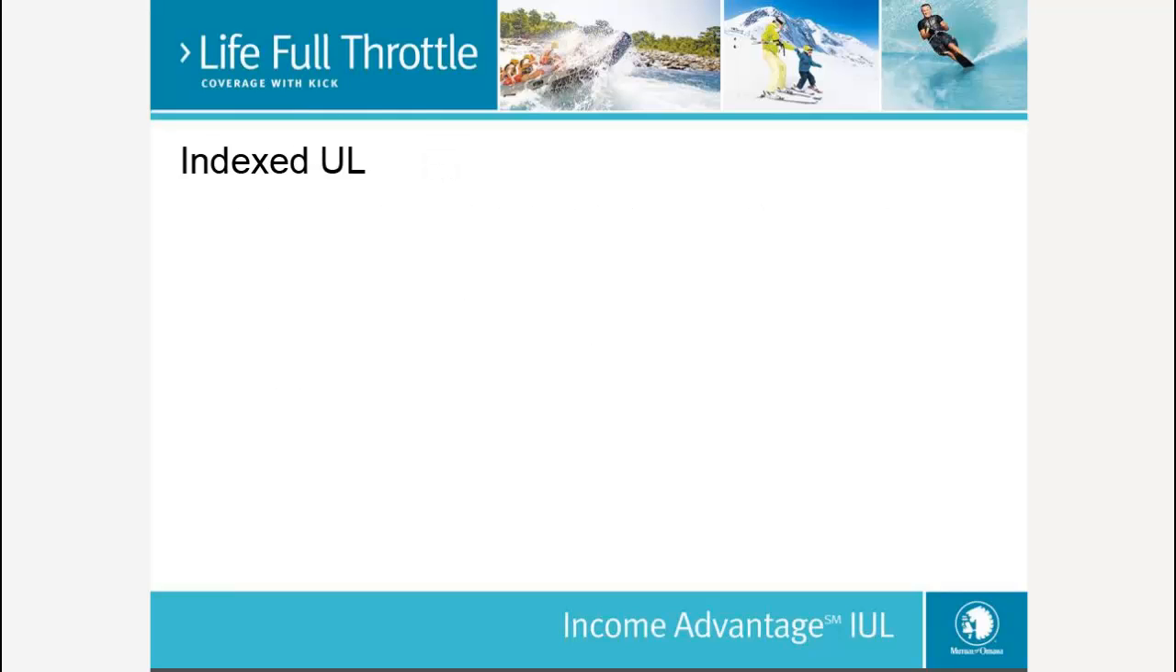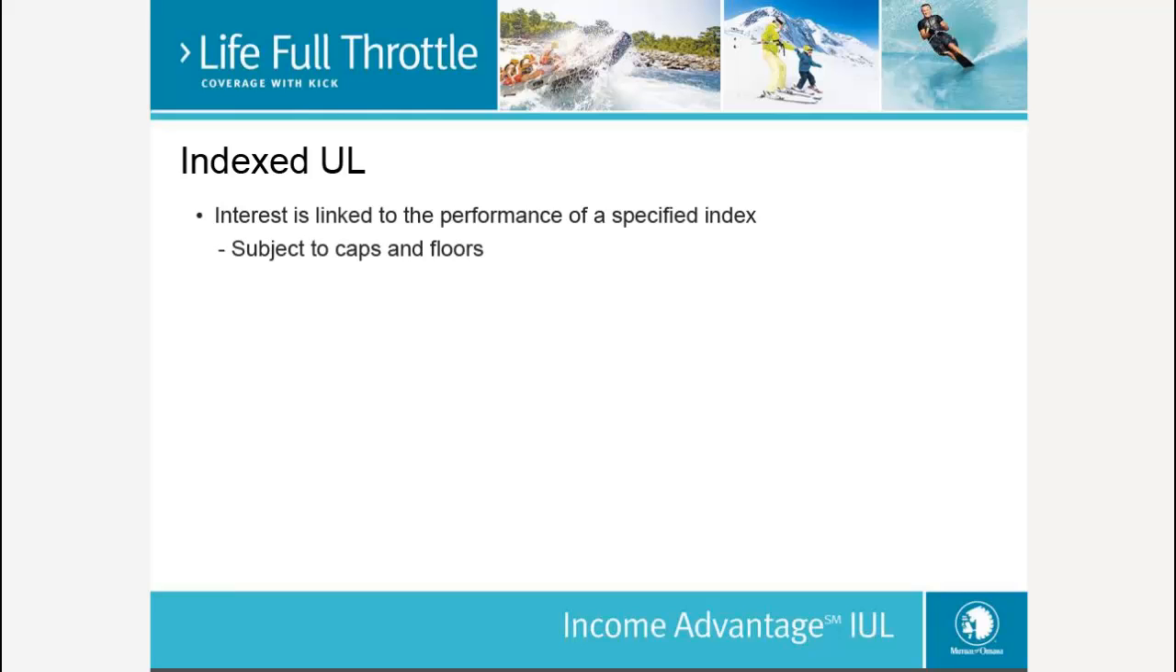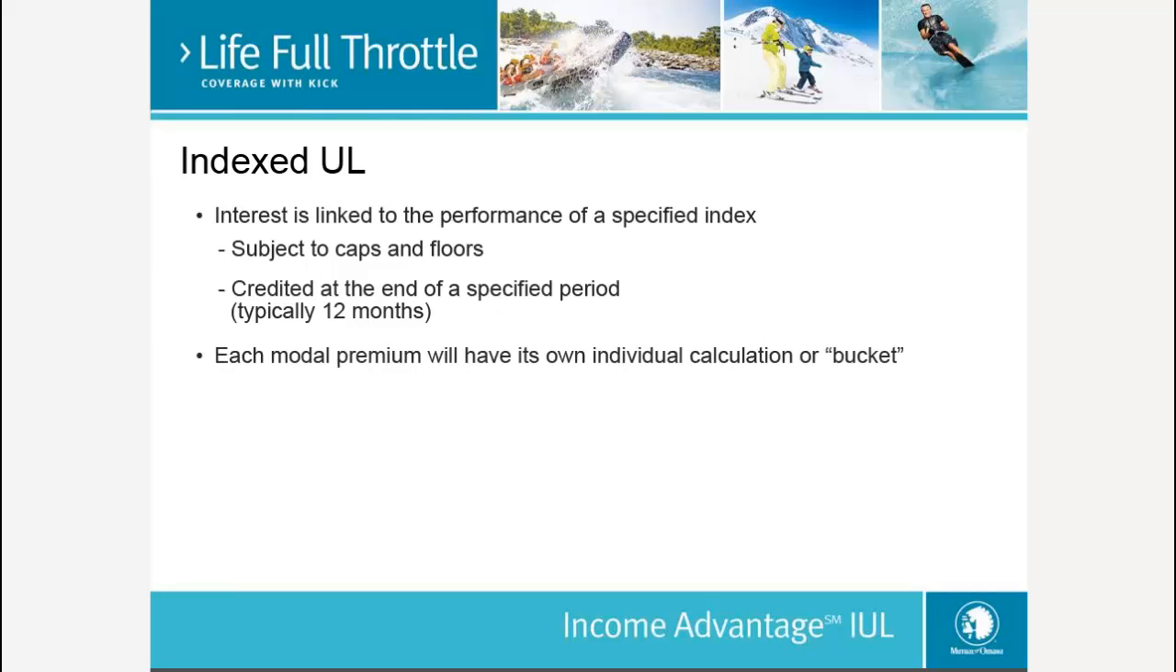With indexed universal life, or IUL, the interest is linked to the performance of an underlying index, such as the S&P 500. The interest earned is subject to caps and floors and is calculated and credited during a specified time period, often 12 months. When paying monthly premiums, each month's payment will be given its own individual calculation. Therefore, the policyholder may have 12 separate rolling annual crediting periods earning interest.